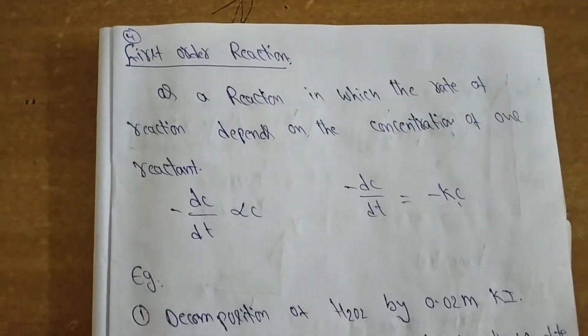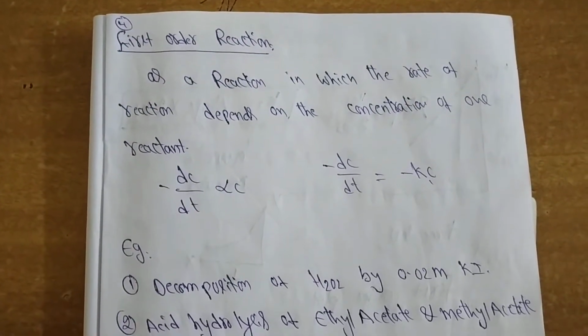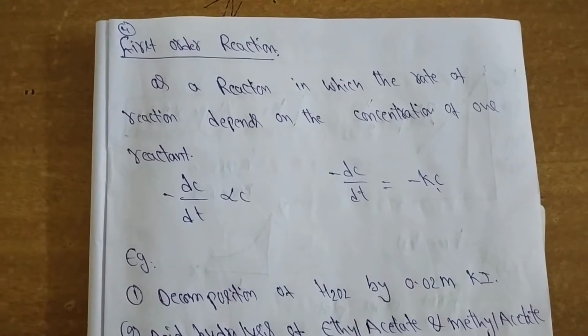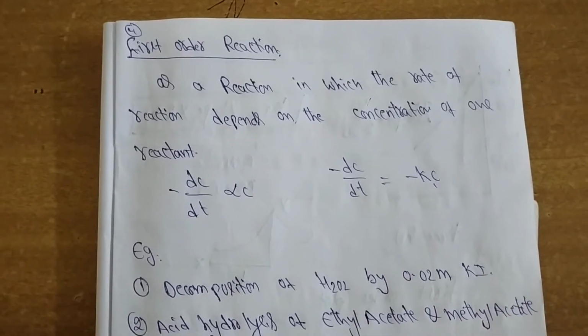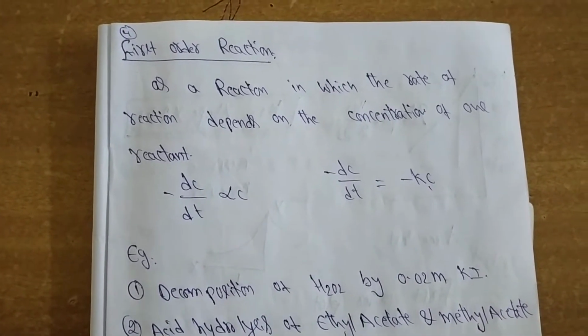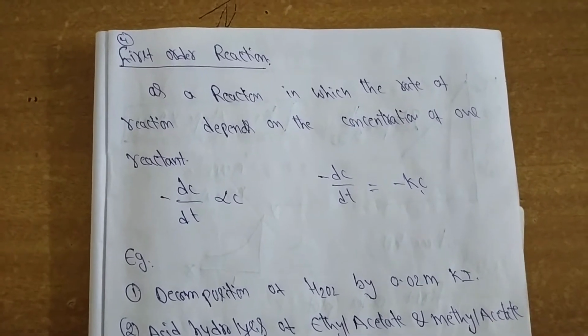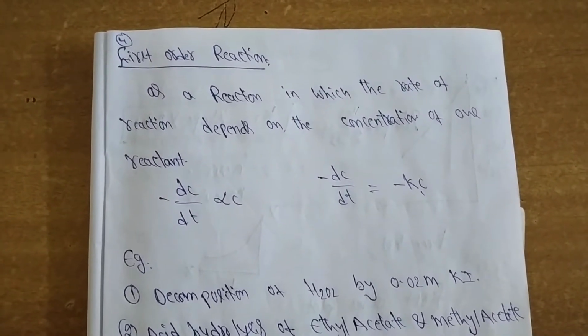First order rate reaction is defined as a reaction in which the rate of reaction depends on the concentration of one of the reactants. In this reaction, the reaction rate depends on any one substance.